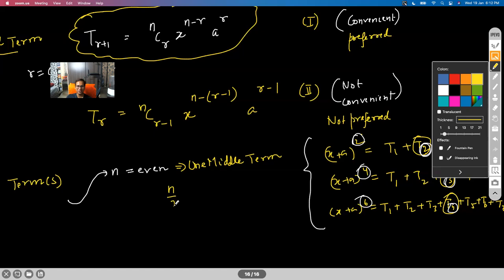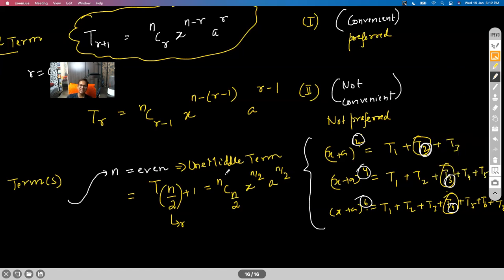So n by 2 plus 1th term will be your middle term. Okay. Please note that. n by 2 plus 1th term will be your middle term. See here. 2 by 2 plus 1 gives you 2. 4 by 2 plus 1 gives you 3. 6 by 2 plus 1 gives you 4. Okay. Very nice, right? So this is your position of the middle term. So what is the value of that middle term? You'll say, sir, I already know this is my r value. So nCr x to the power n minus r, a to the power r. So this is your position.